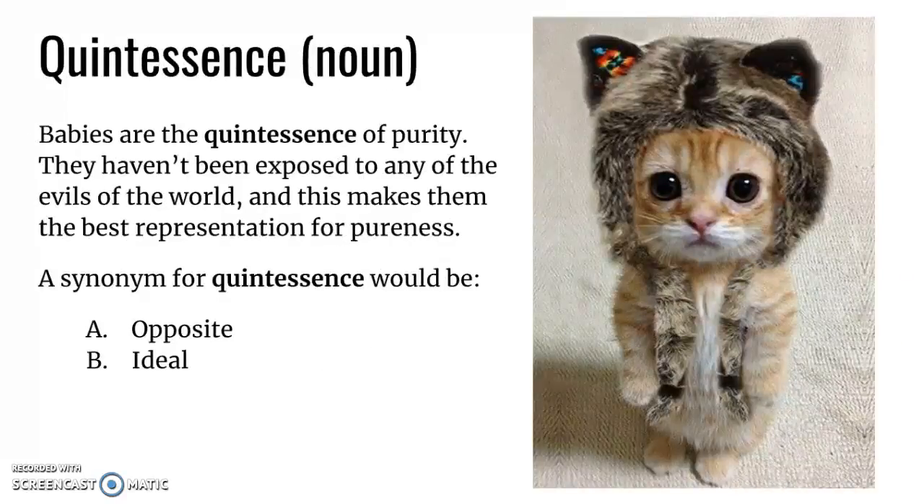Quintessence. Babies are the quintessence of purity. They haven't been exposed to any of the evils of the world, and this makes them the best representation for pureness. A synonym for quintessence would be opposite or ideal.